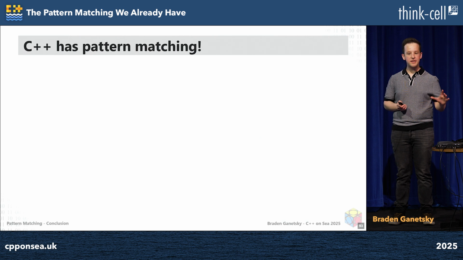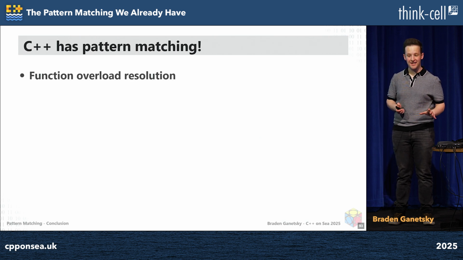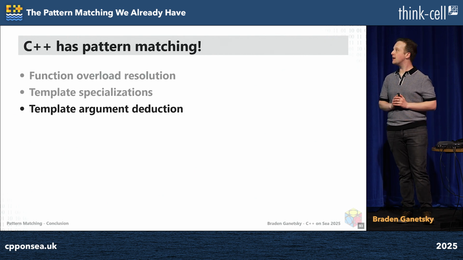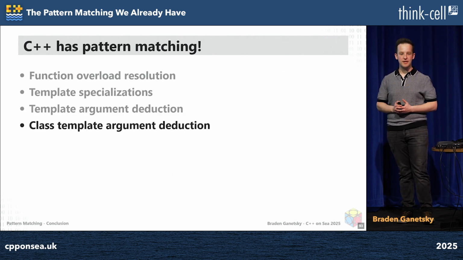Okay, so in conclusion, there is pattern matching in C++. Despite the ongoing papers in the ISO standard, which I am very excited about, we already have pattern matching. We have function overload resolution, we have template specializations, we have template argument deduction, and we have class template argument deduction, to name a few. If there are others, they're not in this talk.